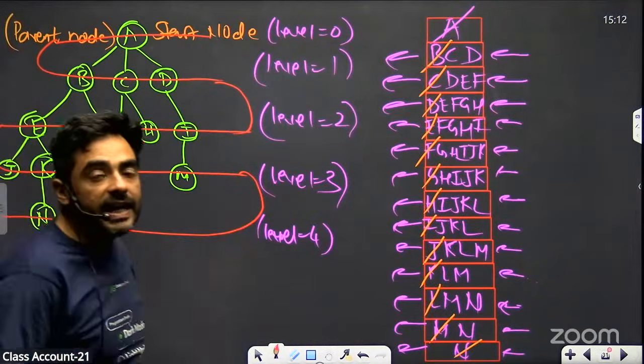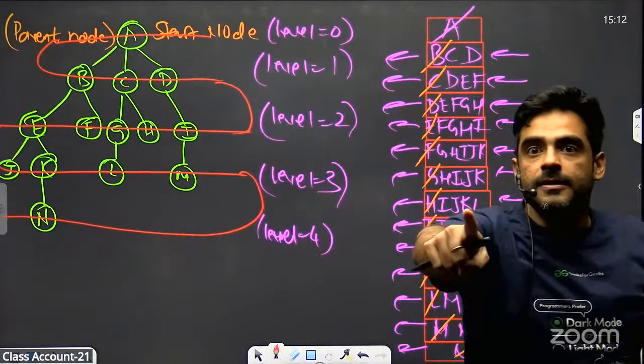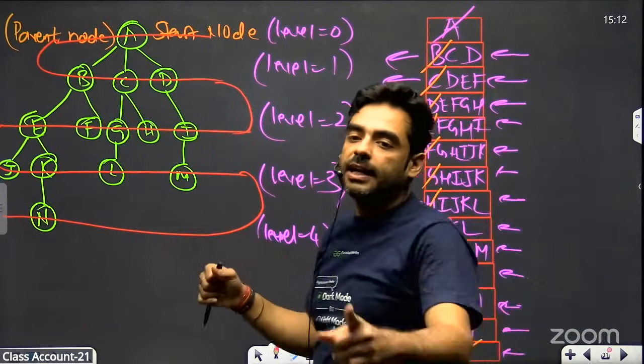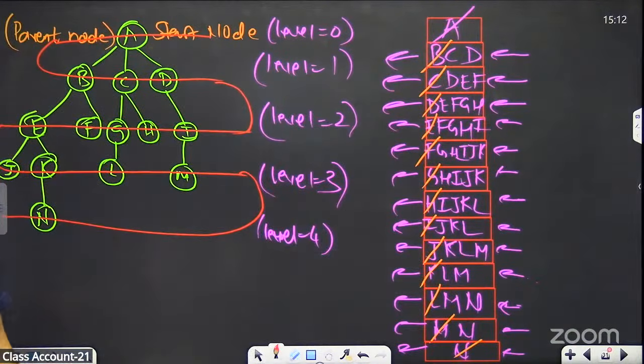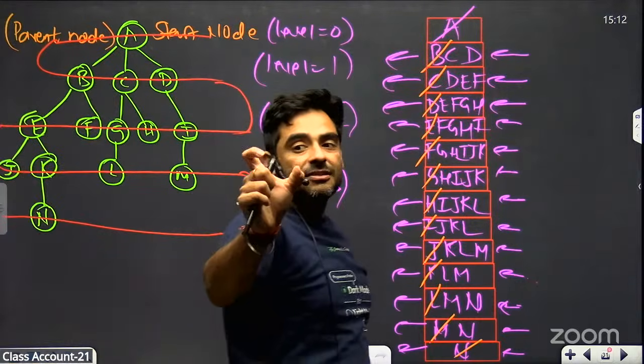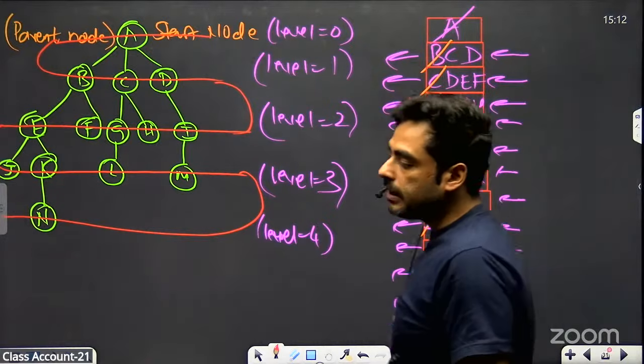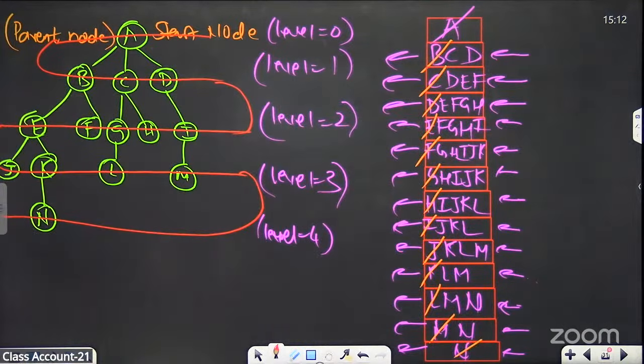After that, node N. And that too in which order? In the order left to right. Okay. So guys, this is how a breadth first search algorithm exploration is performed.